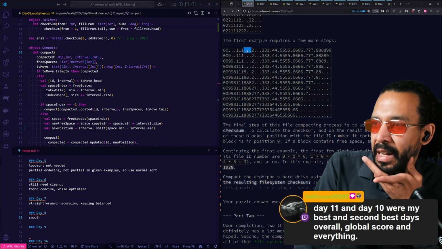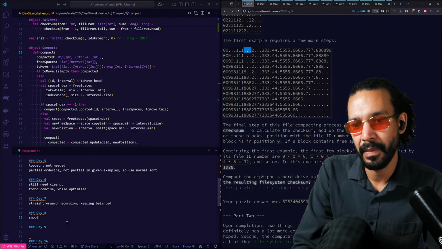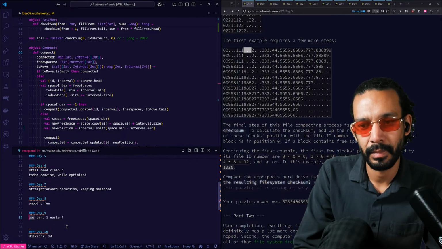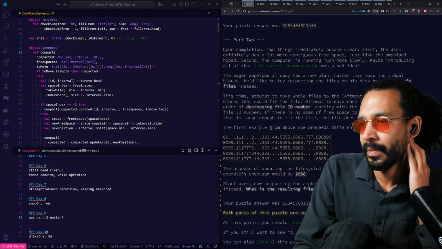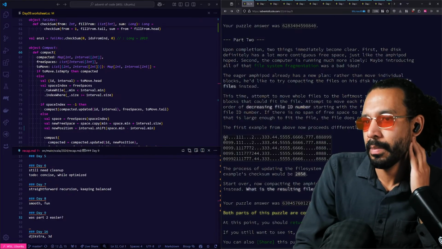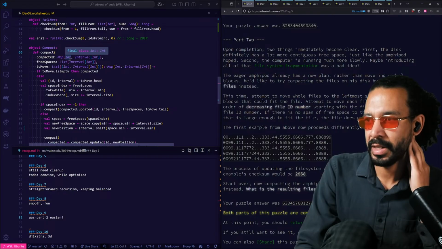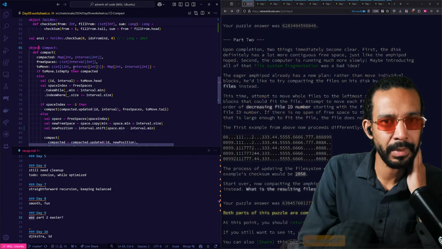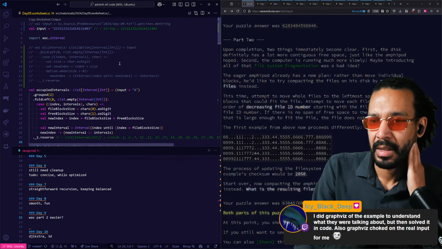But interestingly, Day 9, I did also feel like part 2 was easier. Did anyone else feel like part 2 was easier? Because part 2, you're just moving the whole chunks. And that was just, I don't know, easier to manage because I already had a map of chunks to their locations. He just flat expanded blocks.